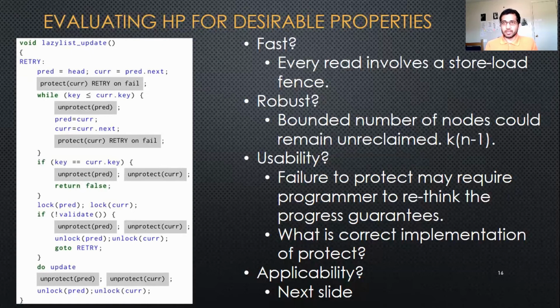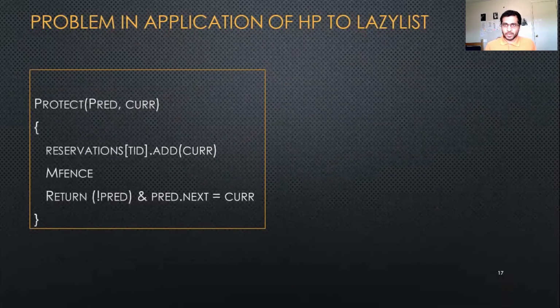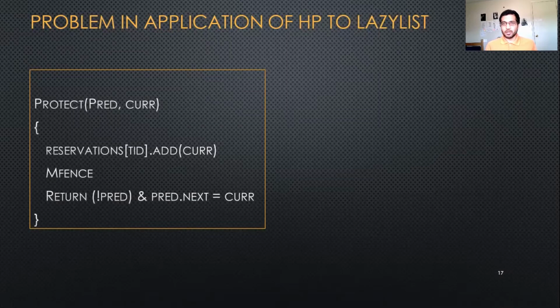Now let's see the applicability. This raises an important question, whether hazard pointers apply to many data structures or not, because of these concerns in usability. Let's see through an example of the lazy list again. The way you implement the protect call in the lazy list is that you announce the current node which you want to protect in a single-writer multi-reader location. In this case, it's a reservations array here. So you add the current node to the reservations array, and then you do a fence, and then you validate whether the current node is still reachable in the data structure or not.